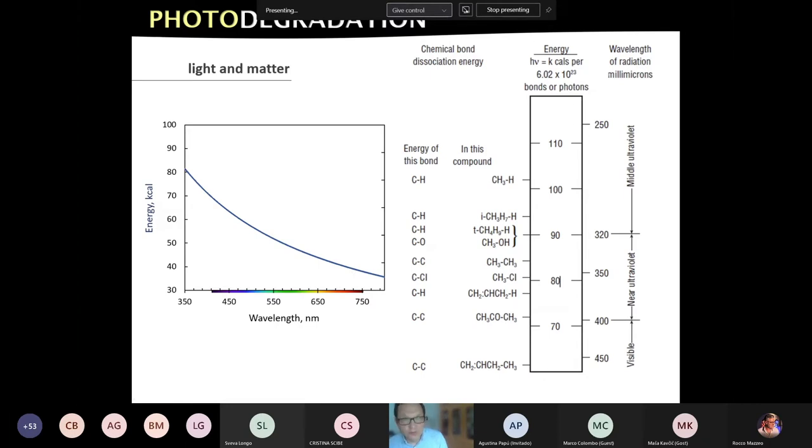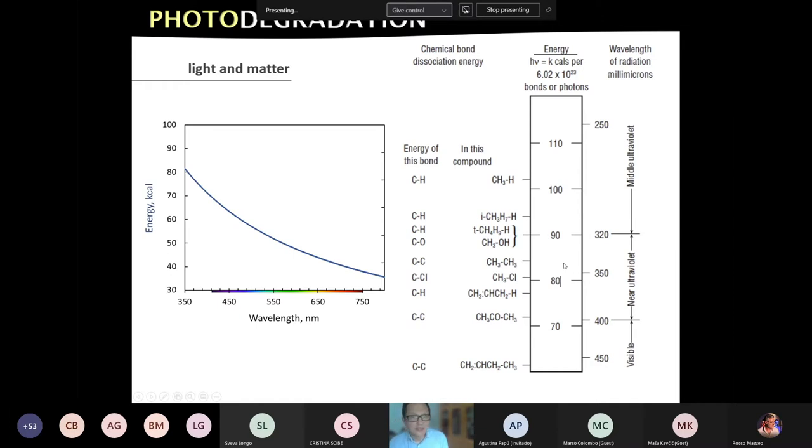There will be no bonds broken, so there's no splitting of bonds. As you can see here, for different bonds between carbon and hydrogen, oxygen, carbon-carbon, in different types of organic compounds, the energy needed to break this bond by photolysis is usually quite high. As you can see here, 80, 90, 100, 110 kilocalories per mole of photons. So we are in the ultraviolet domain, in the part of the spectrum which is not visible to humans and which is excluded from illumination in museums.